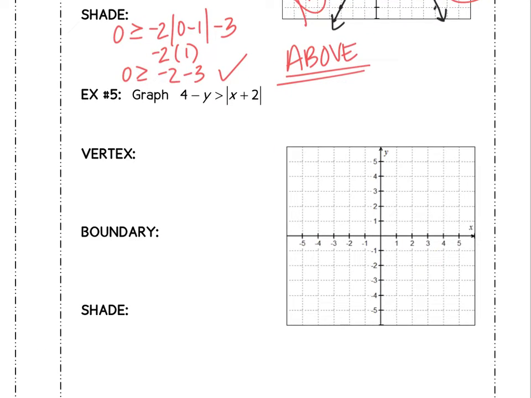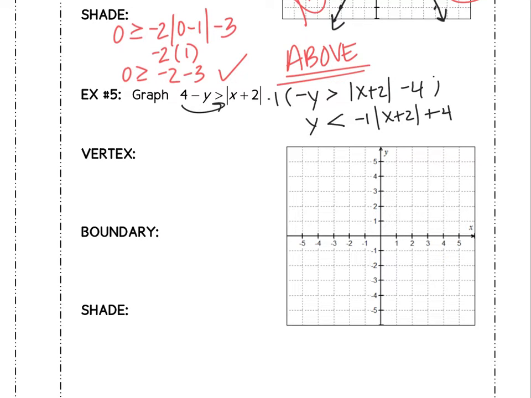So this one we have to do a little bit of isolating first. We want the y by itself, so I'm going to move this over. So I'm going to have negative y is greater than the absolute value of x plus 2 minus 4. But then I also have a negative, so that negative is going to change a couple things. This negative y is what I'm talking about. If I multiply everything by negative 1, I end up with y. I have to change the inequality. I have a negative 1 out front of that, and then I change my sign of 4 to positive 4.